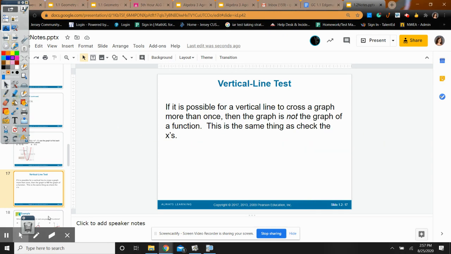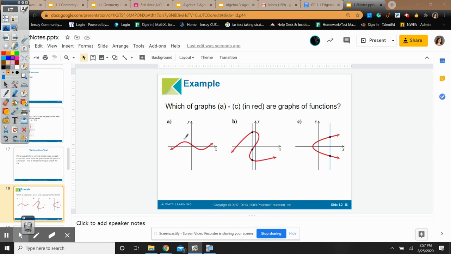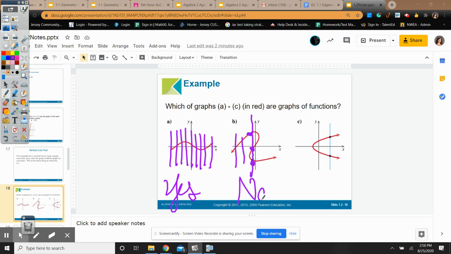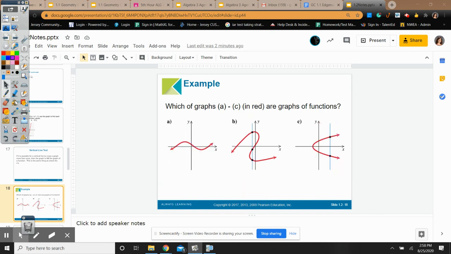So let's check these real quick. Is this guy a function? Well, let's check these x's. Is anything hitting it twice? Nothing's hitting it twice. That is a function. Is this guy a function? And the answer is no, because at this particular value, there are 3 different outputs. It is not a function. Same thing here. It's shooting out 2 values almost everywhere, so it's not a function.